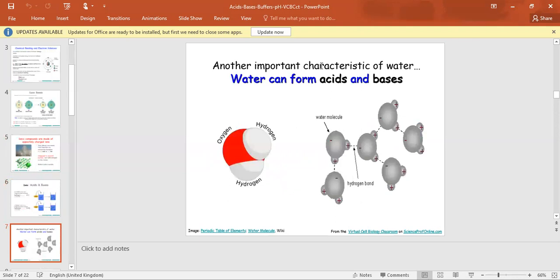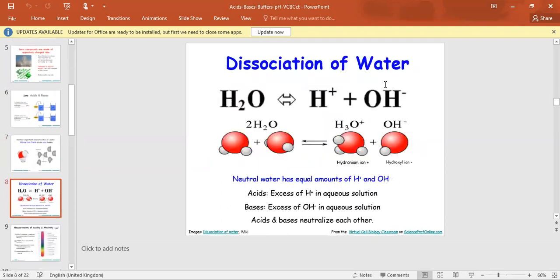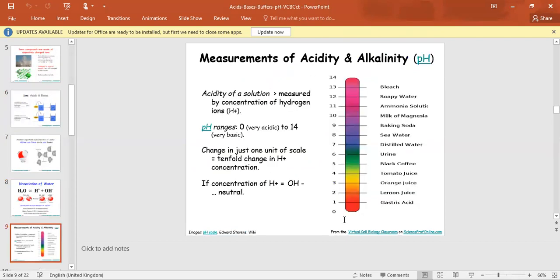Another important characteristic of water is that it can form acids and bases. Dissociation of water: H2O splits into H plus and OH minus. Neutral water has equal amounts of H plus and OH minus. An acid has an excess of H plus in aqueous solution. A base has an excess of OH minus in aqueous solution. Acids and bases neutralize each other.